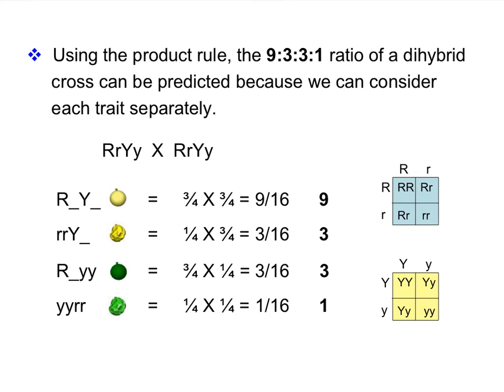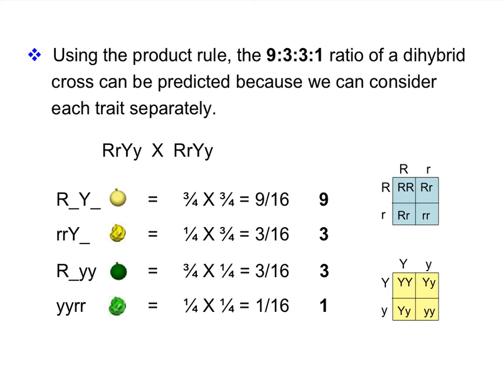Okay, again, this is just looking at the product rule. Just think of it as a mathematical problem. You can see that 9-3-3-1 is expected, right? Because 3/4 of your gametes are going to be big R, big Y. You take 3/4 and multiply them times each other, and you get 9/16. So you'd expect 9 out of 16.